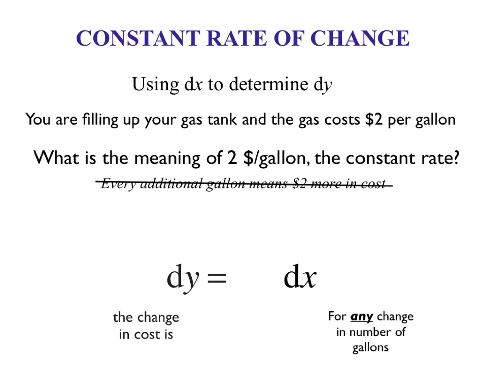For any change in gallons, the change in cost is 2 times that number of gallons, right? So a gas station wouldn't do any business if they only sold you 1 gallon. You want to go to the gas station and be free to buy half a gallon or 8 gallons or 10 gallons or whatever to fill up your tank. So then to get the cost, it's going to be 2 times that. All right.